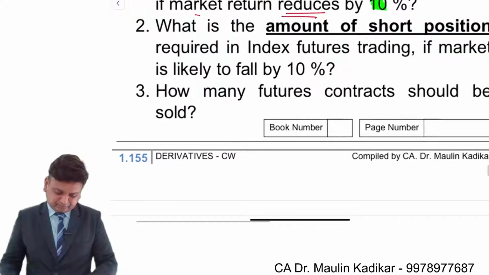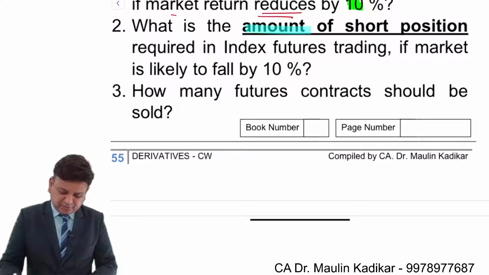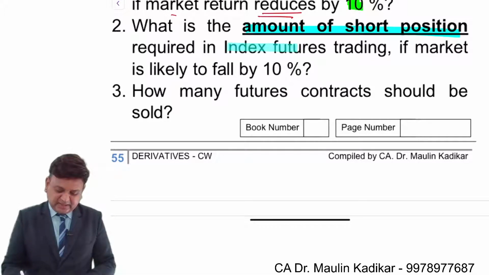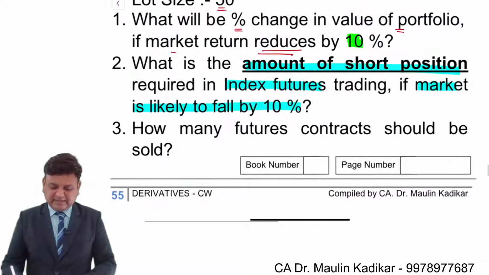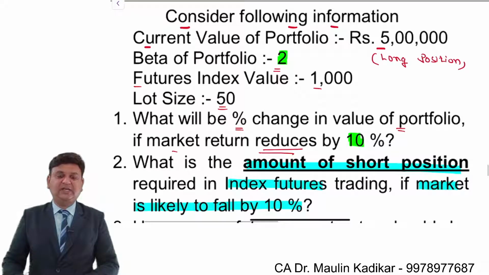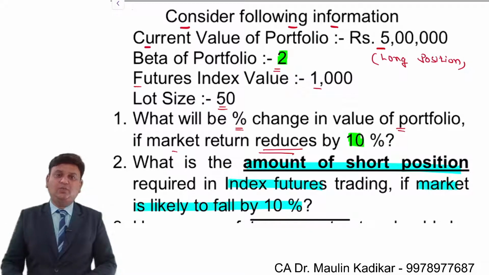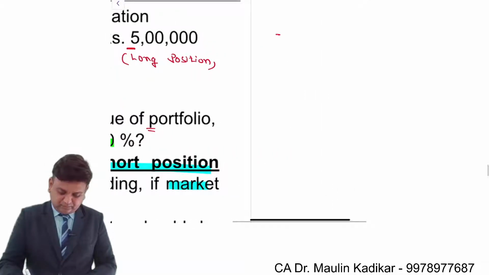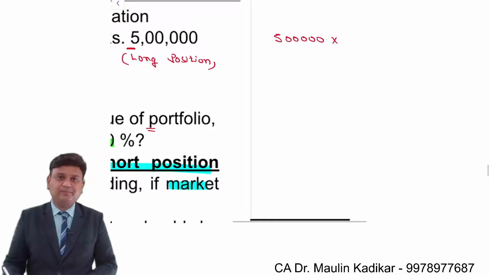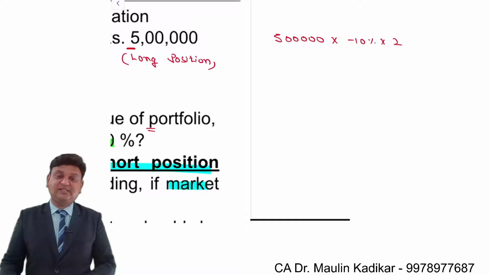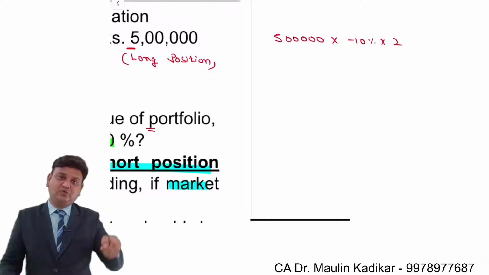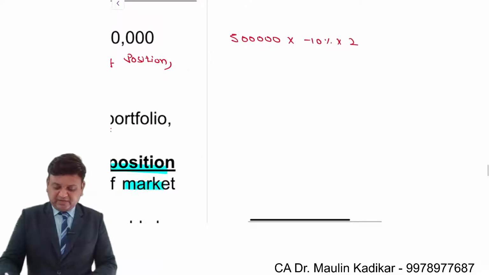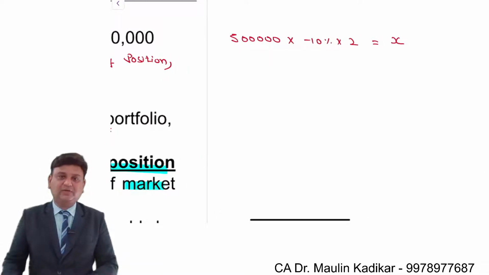Now the second question: what is the amount of the short position, not the number of contracts, required in index futures trading if the market is likely to fall by 10%? So the question says that if the market is likely to fall by 10%, what is the amount of the short position which is required? We can understand it like this: 5 lakhs into, understand it carefully, negative 10% into 2. This is the loss in my existing portfolio which I am expecting, and this loss I want to compensate with the futures trading. So I will enter into a transaction for X amount of the futures contract to be sold into negative 10%.